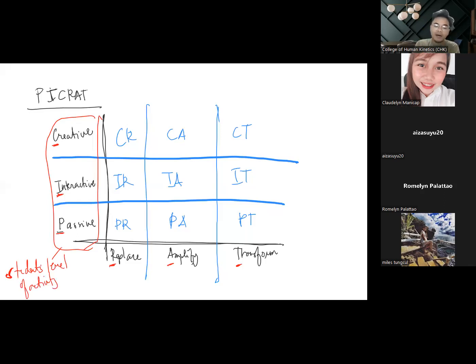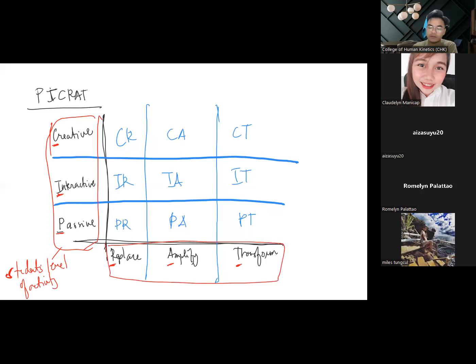So, ang pinakamababa ay passive. Ibig sabihin, wala silang ginagawa. Pag sinabi naman natin interactive, it means na may interaction. So there are exchanges of discourse or information from the teacher and the students. And creative naman, ito naman may ginagawa yung mga bata. They can produce something. Kaya nga tinawag na creative from the word create. Okay?